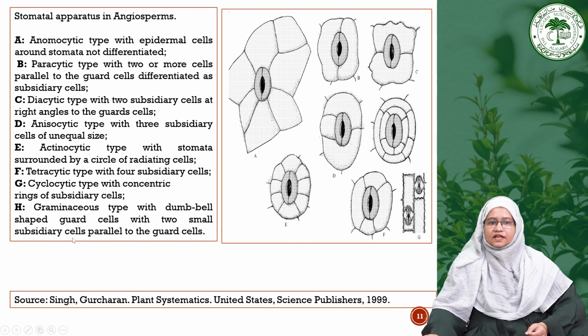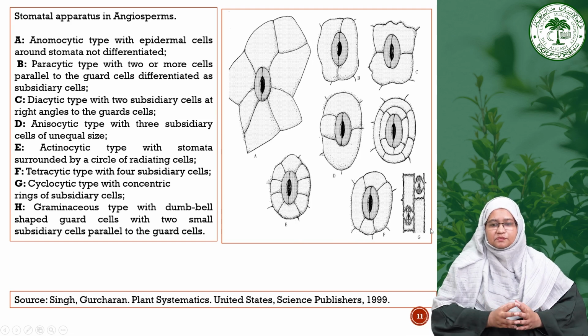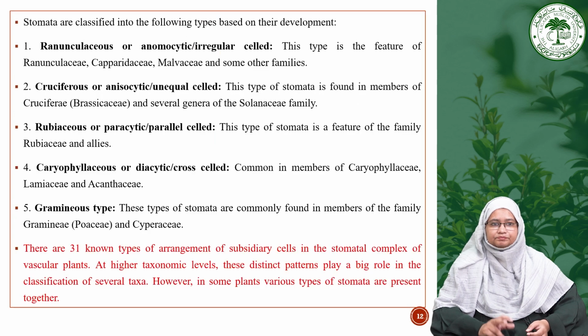Then the last one is the graminaceous type. As you can see, they have dumbbell-shaped guard cells with 2 small subsidiary cells that lie parallel to the guard cells. So this is the graminaceous type, which is present in most of the Poaceae family members. There are some stomatal apparatus types present in the case of angiosperms.